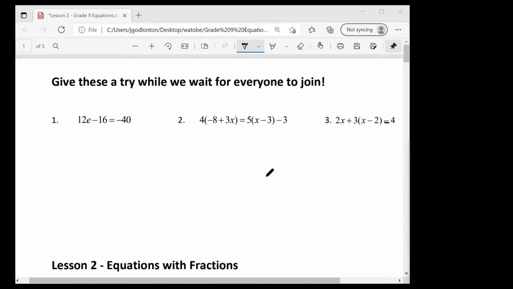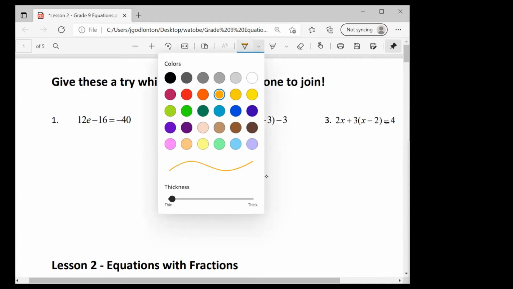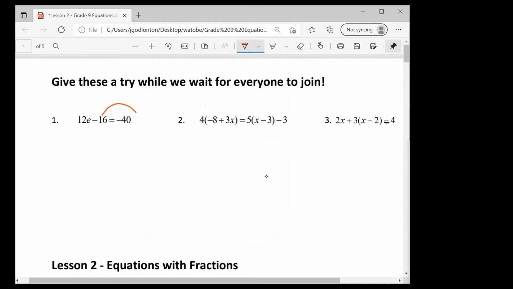Okay, so for question 1, the first thing we're doing is we're moving, let me get a colorful pen, we're moving that 16 over. So we're going to have 12e is equal to -40 plus 16. And -40 plus 16 is equal to -24. And then if I divide both sides by 12, I'm going to see that e is equal to -2.